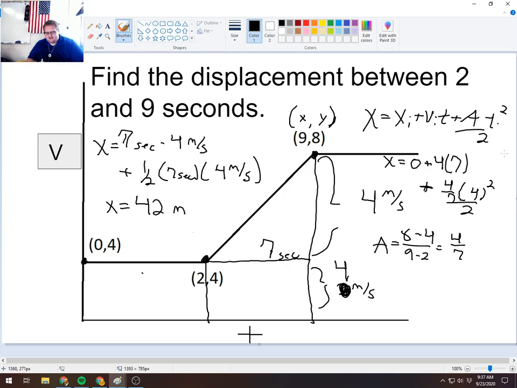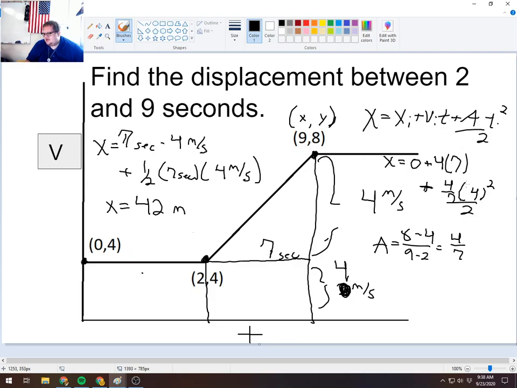All right, so I'm going to put that in my calculator. 0 plus 4 times 7 plus 4/7 times 4 squared divided by 2. And I got a different number. That's not good. All right, I'm going to pause the video and see where I messed up. Sorry, guys. Okay, I see where I went wrong. Hopefully you caught it as well.